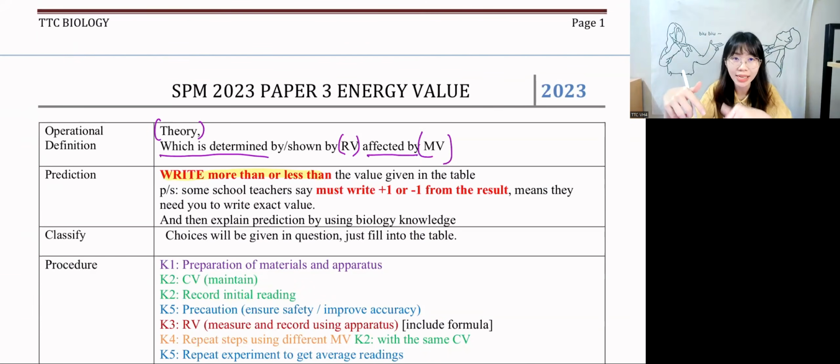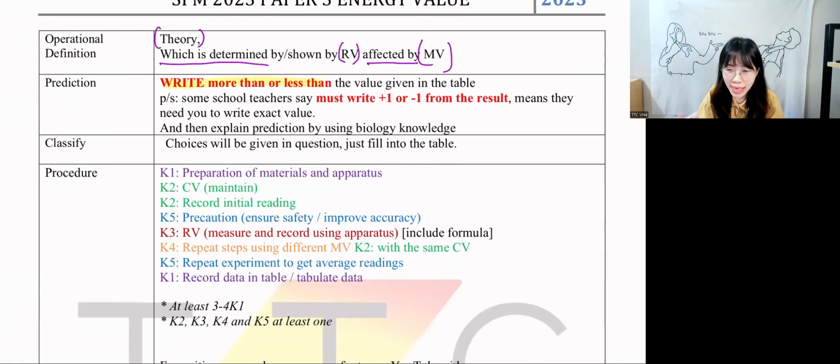Like some of you did in this experiment, you have set 1, right? You have the categories of reducing and non-reducing sugar, right? It's the same classification. They ask you to put it into different groups. That is called classifying. And then procedure.